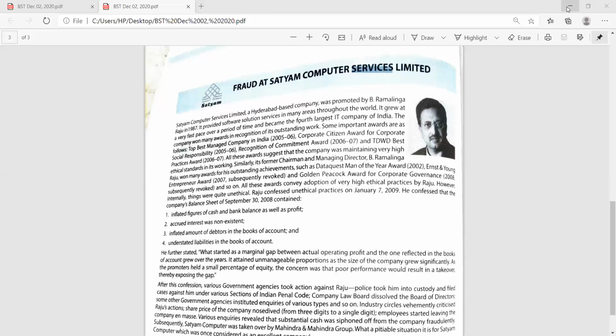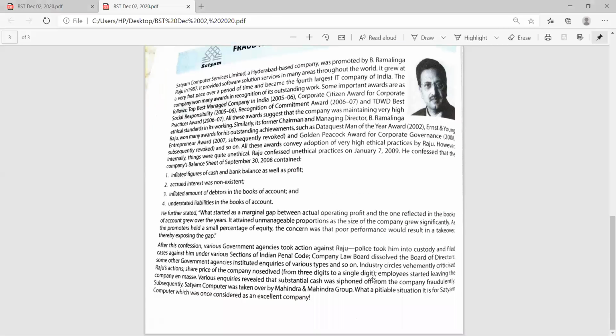So these were done by Satyam Computer Services Limited, and no doubt they showed a marginal gap between their actual average profit and what they reflected, and they also showed that they were growing a lot. They grew significantly in those years, but they did unethical practices. That's why they came to do this kind of scam.